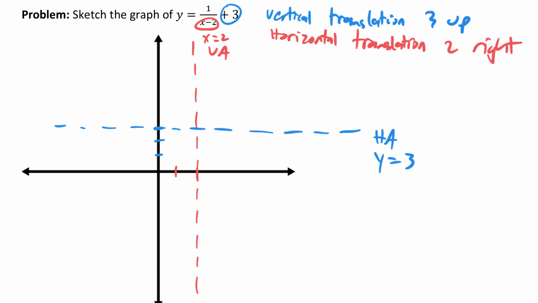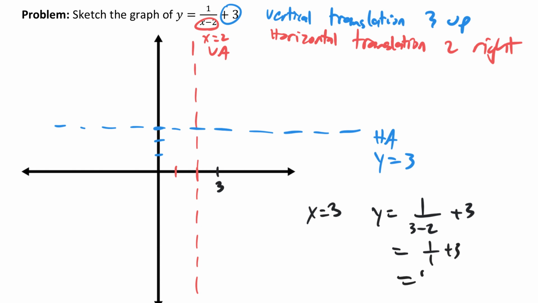Now from here, we can just pick a couple points. So let's pick x equals 3. Y equals 1 over 3 minus 2, plus 3. So 1 over 1 plus 3, so 4. So here's going to be 1 point at 3 and 4. And because we know it's going to be a swoosh graph, we actually only need 1 point to determine how the swoosh looks. We take this 1 point, we approach the asymptote up top, approach the asymptote underneath, and we're golden.